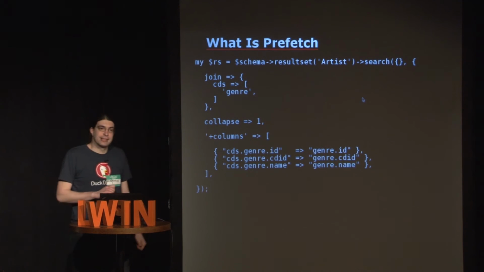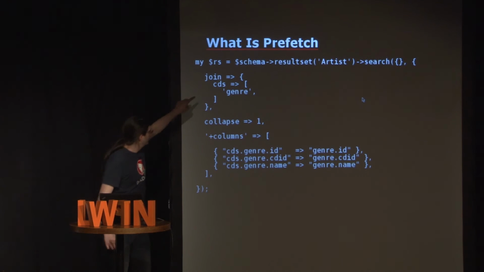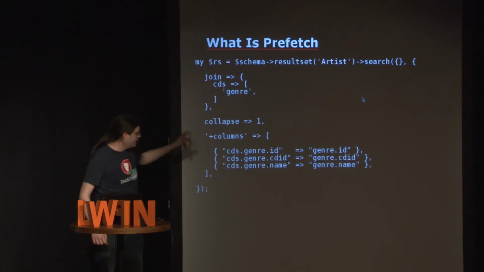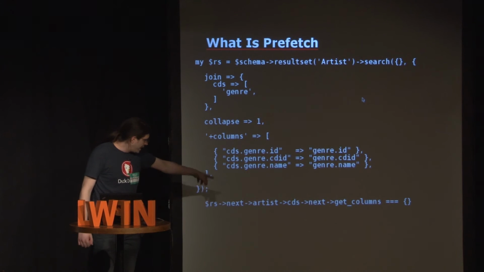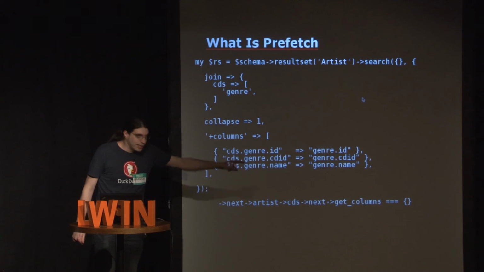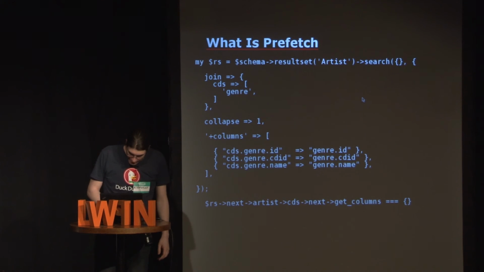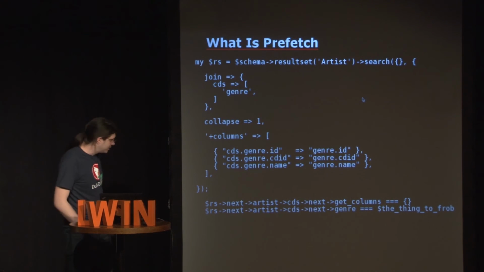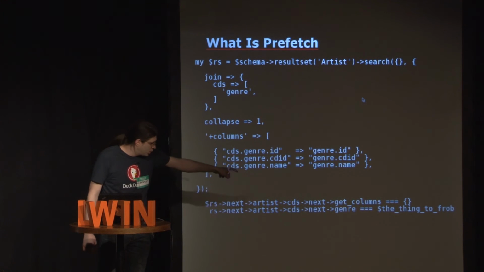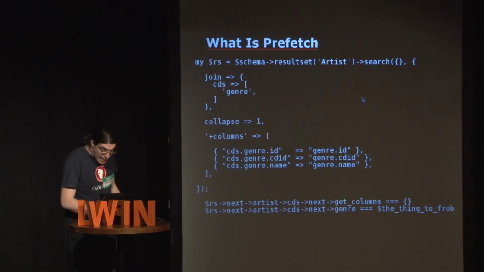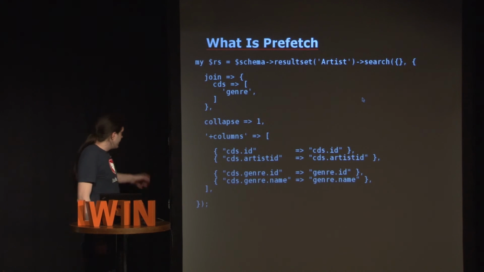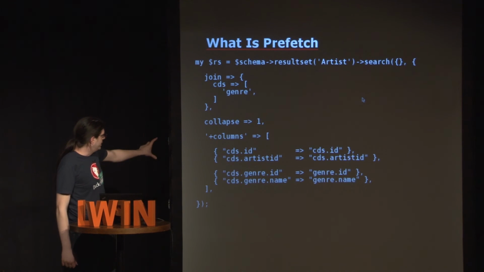So we can even do this. Our middle selector entirely disappeared. So how will this actually look? When we ask for the artist and ask for its first CD and get the columns of the CD, we'll get nothing. But if we take this object and ask this CD for its genre, we'll get the thing that we were trying to frobnicate, whatever. Right.